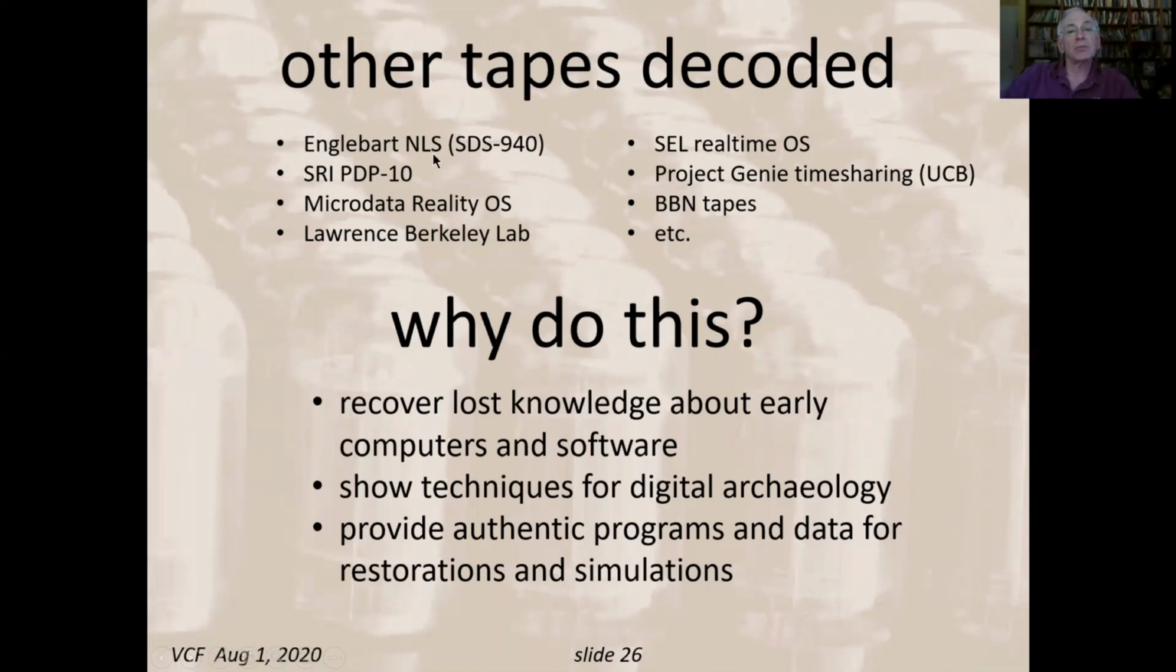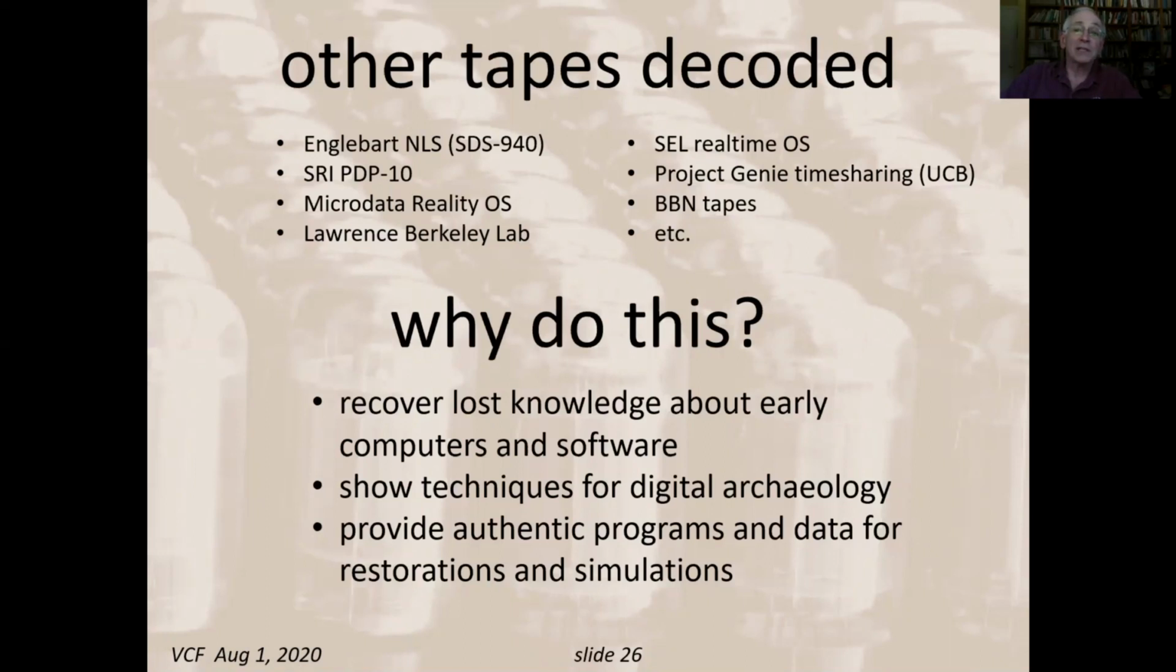We have lots of tapes from Doug Engelbart's NLS project over at SRI, other tapes from the SRI PDP-10, Microdata Reality Operating System, Lawrence Berkeley Lab tapes, Project Genie at UC Berkeley, tapes from BBN, and so forth. We've made a good start at decoding the tapes in the archive of the museum, but there are lots more to be done. At a higher level, why are we doing this?